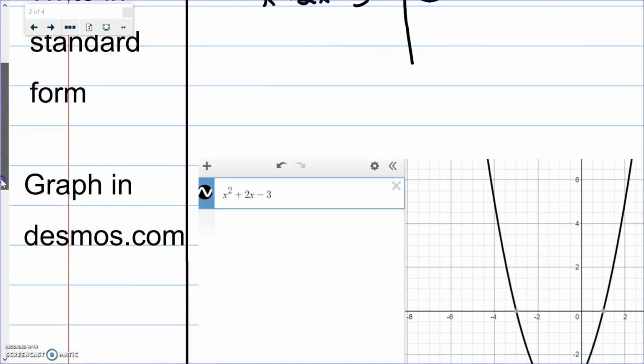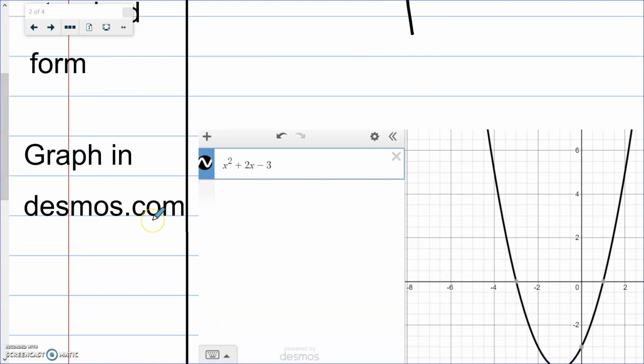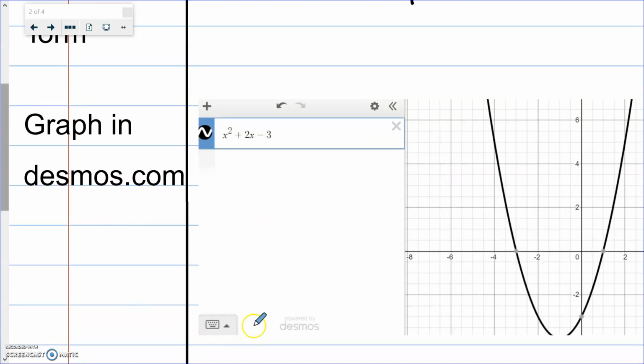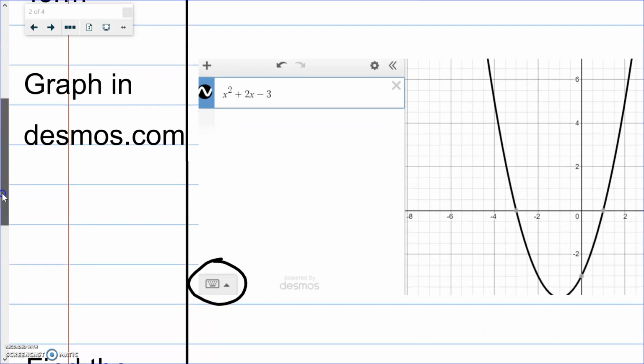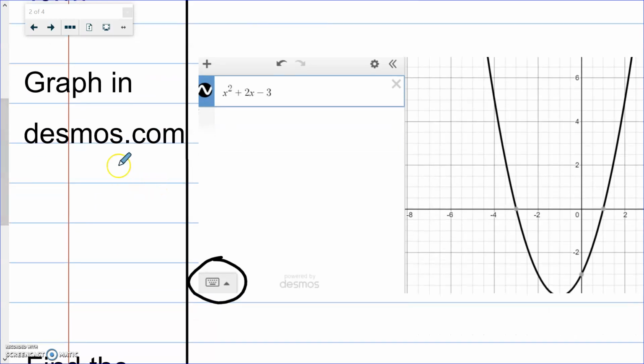Once we do that, we go to decimals.com. And in our very first bar here in decimals, we type in x squared plus 2x minus 3. I highly recommend that you use the keyboard in decimals. Click on it and it'll bring up the keyboard. And once you do that, you can type things in. And now we need to find our x-intercepts.